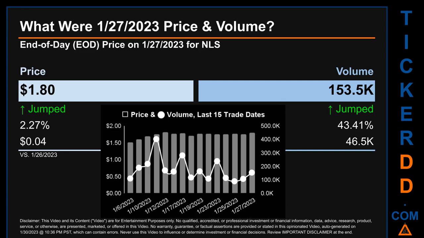Across a range of 31 cents, the max and minimum end-of-day price were respectively 1.82 and 1.51. Volume saw a range of 313.2 thousand, from a day low of 89.2 thousand to a day high of 402.3 thousand.